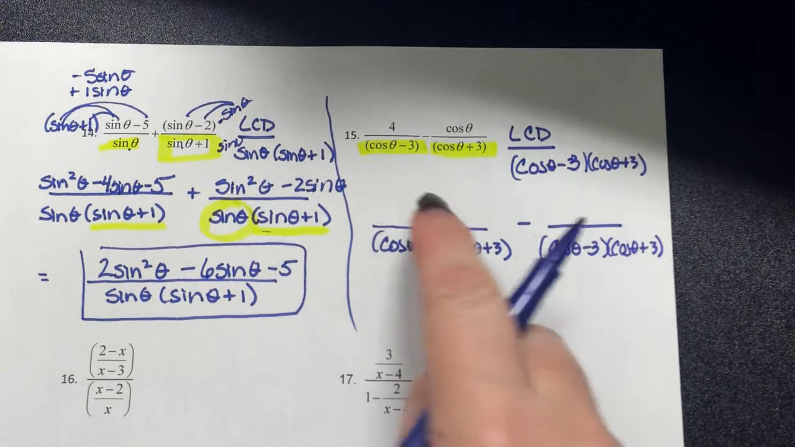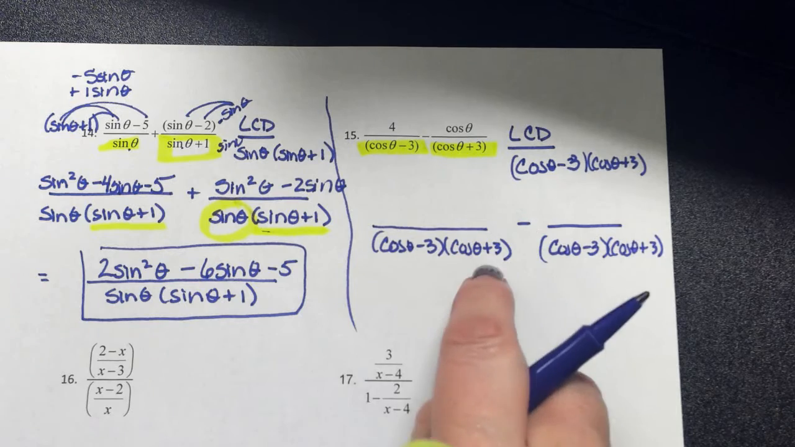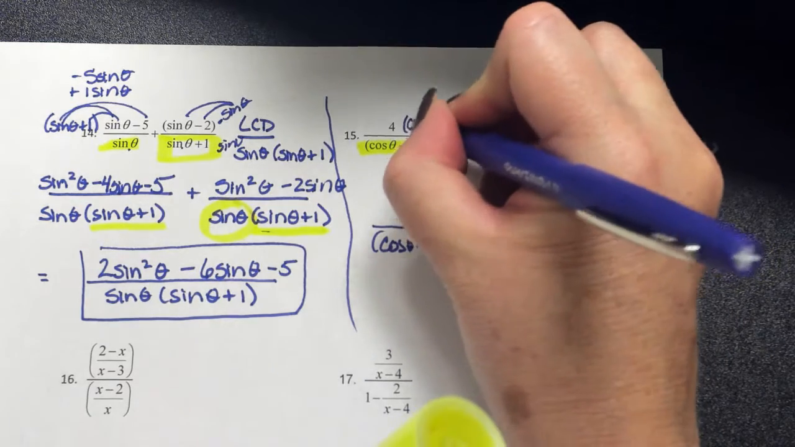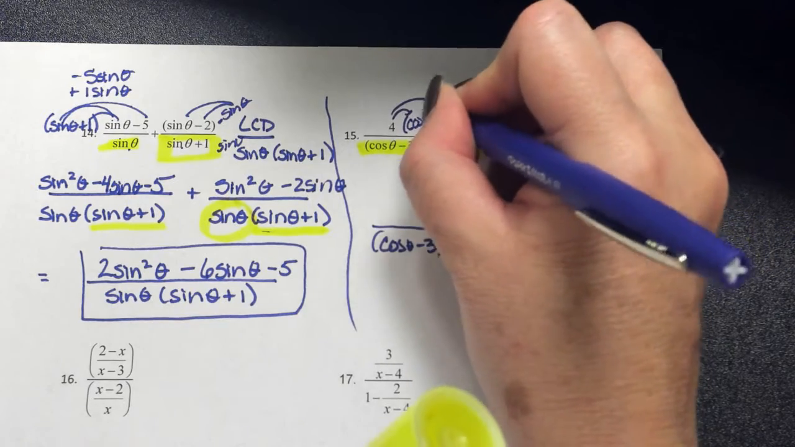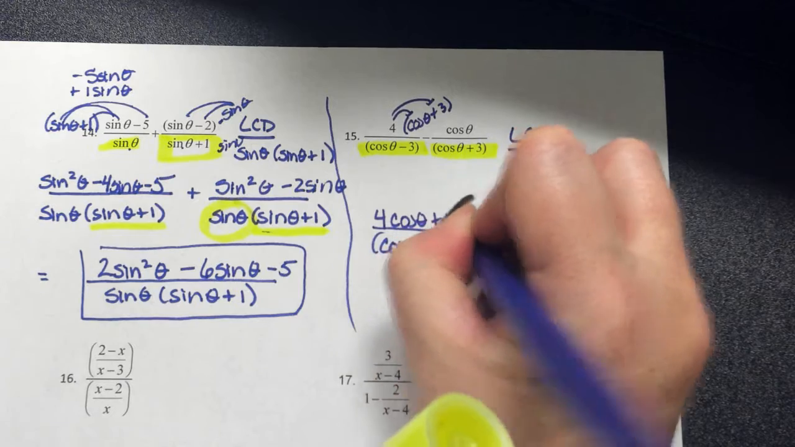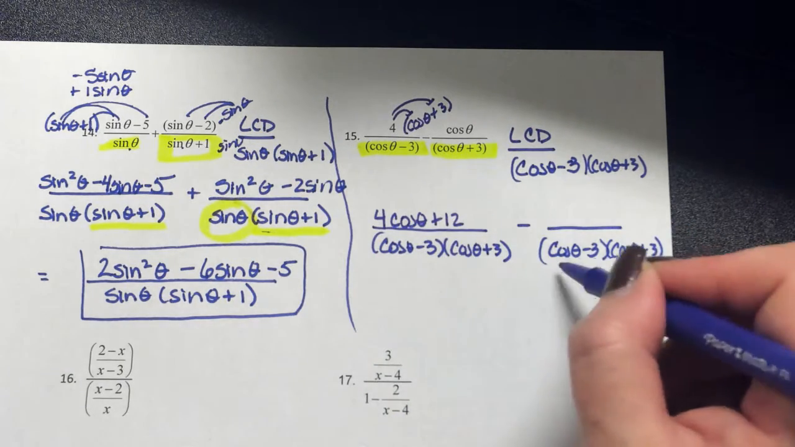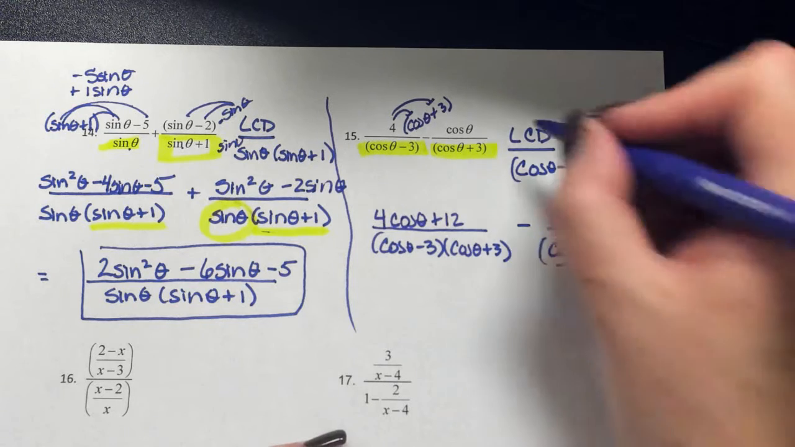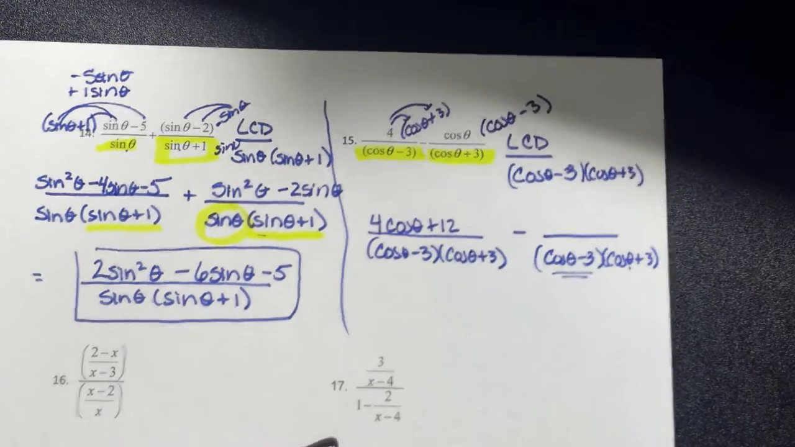So now in the bottom of my first fraction, I already have the cosine theta minus 3, which is right here. The piece that's missing is the cosine theta plus 3. So I'm going to have to distribute the 4. So that's 4 cosine theta plus 12. I already have a cosine theta plus 3 on the bottom. I'm missing this cosine theta minus 3. So I have to multiply top and bottom by that cosine theta minus 3.